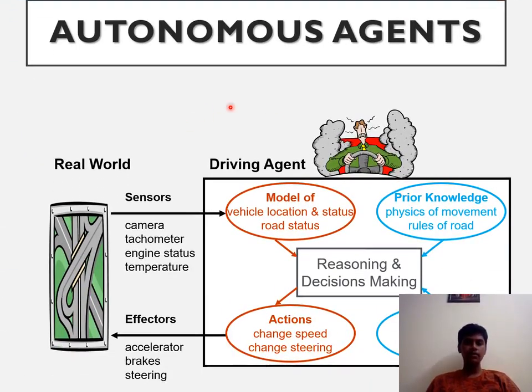Autonomous agents: in the real world, sensors pass signals to a model of vehicle location and status, prior knowledge such as physics of movement, rules of movement and road, then reasoning and decision making, and action such as changing speed and steering. This drives the effectors: accelerator, brakes and steering.